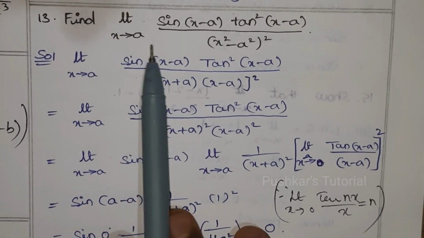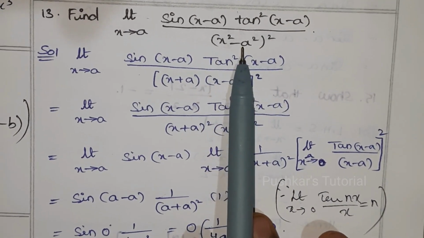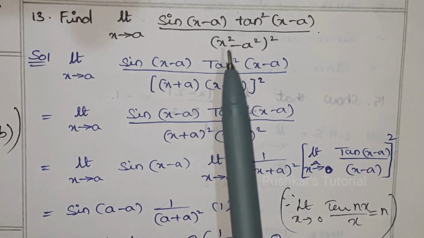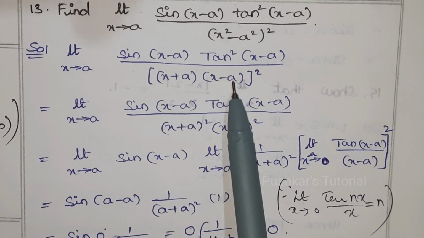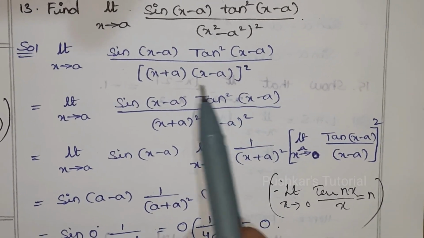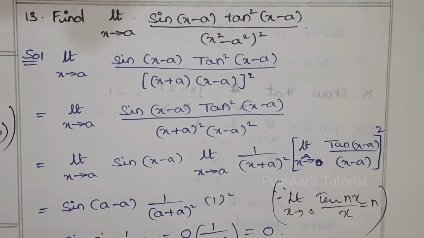Find limit x tends to a, sine(x minus a) tan square(x minus a) by (x square minus a square) whole square. Here the numerator is as it is. For the denominator, the a square minus b square formula, (a plus b) into (a minus b). For this also the square is there, whole square. So I am writing separately, (x plus a) whole square, (x minus a) whole square.